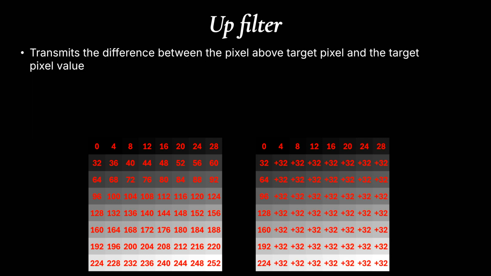Next one's just as easy, called the up filter. You wouldn't be surprised that it just goes up a pixel. So this is exactly the same filter, but it looks up instead. So this would code nicely things where you've got similar pixels to the row above.